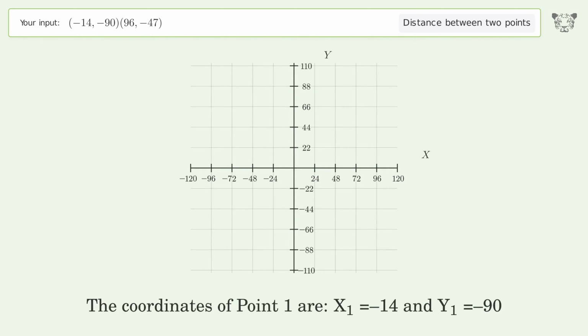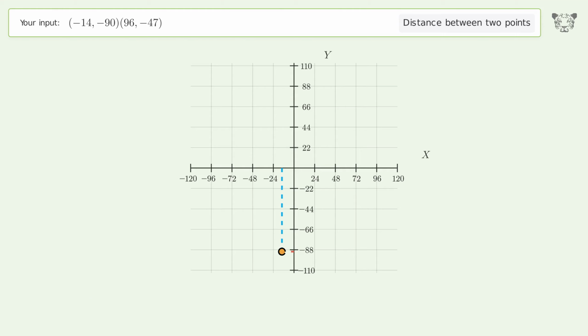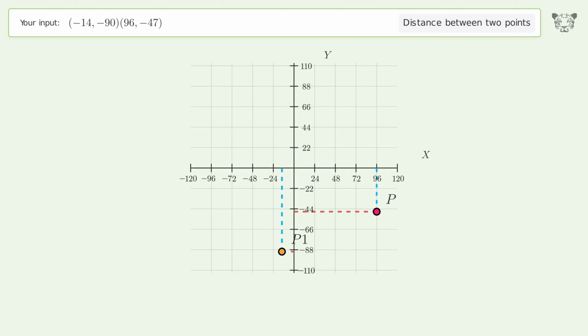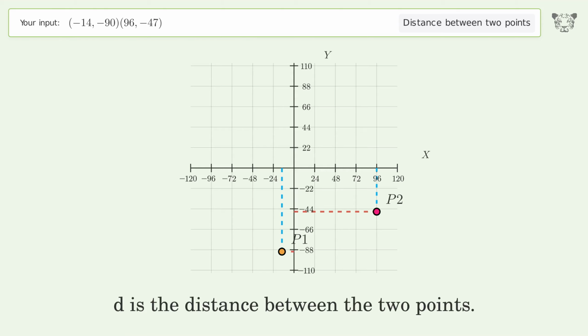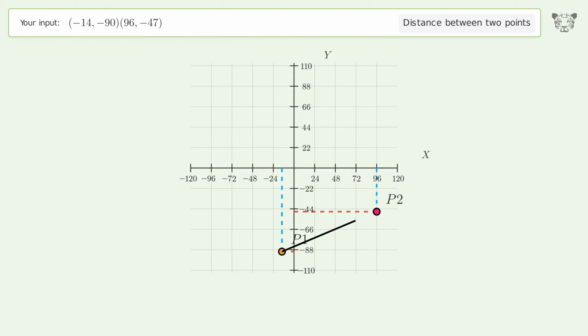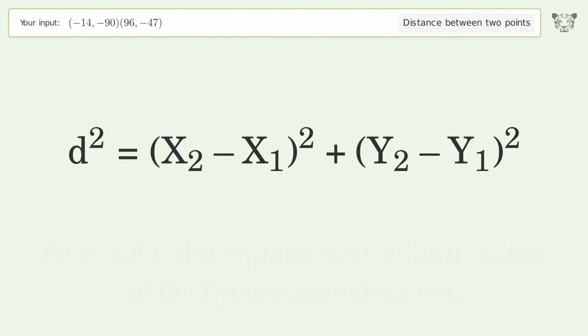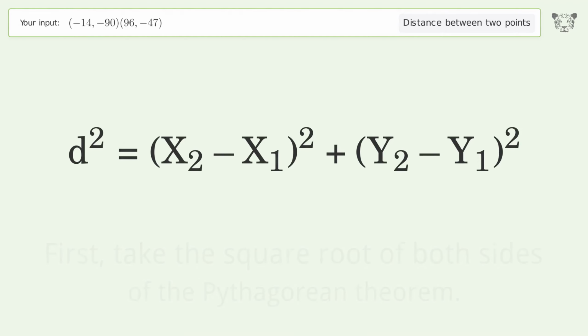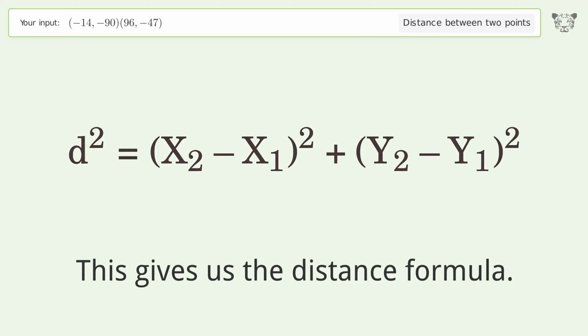The coordinates of point 1 are x1 equals -14 and y1 equals -90. The coordinates of point 2 are x2 equals 96 and y2 equals -47. D is the distance between the 2 points. First, take the square root of both sides of the Pythagorean theorem. This gives us the distance formula.